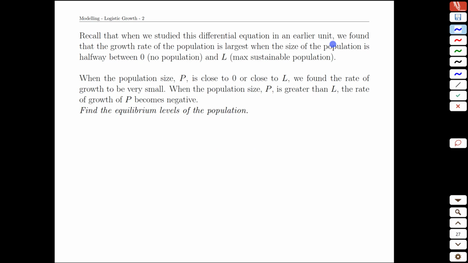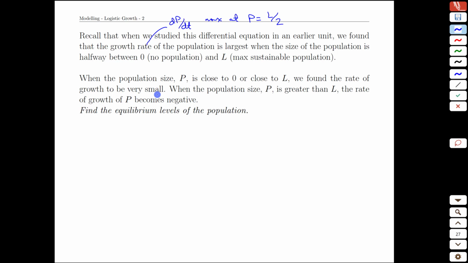When we worked with this differential equation before, we found that the growth rate, dP/dt, was maximized at the population that was halfway towards the limiting population. It was argued that it's highest there because we're not close to the carrying capacity, which would slow down growth, but we also have a lot of population to work with, half as much as physically possible. And so that's the sweet spot between having zero population, so zero growth, or being at the carrying capacity, L. When we get close to those two bounding populations, we found that the growth rate was very small.